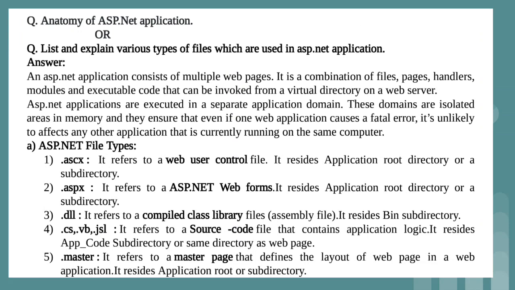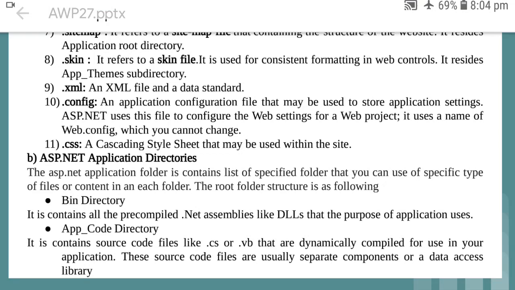Now we have the next question, that is anatomy of an ASP.NET application. This question is already asked, the first question. Basically, anatomy contains two types of files. We have ASP.NET file types like the .aspx file which we are using, or the .cs file. These two files we have already used, but other than that there are also different types of ASP.NET files which are available in ASP.NET.